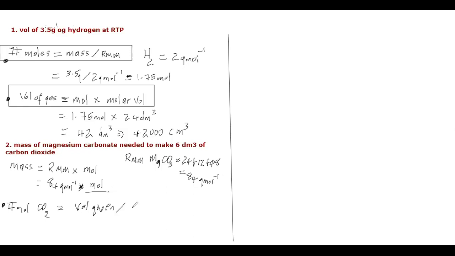So molar volume. That would be the 6 dm cubed over 24. Over the 24, and you got how much? 0.25.